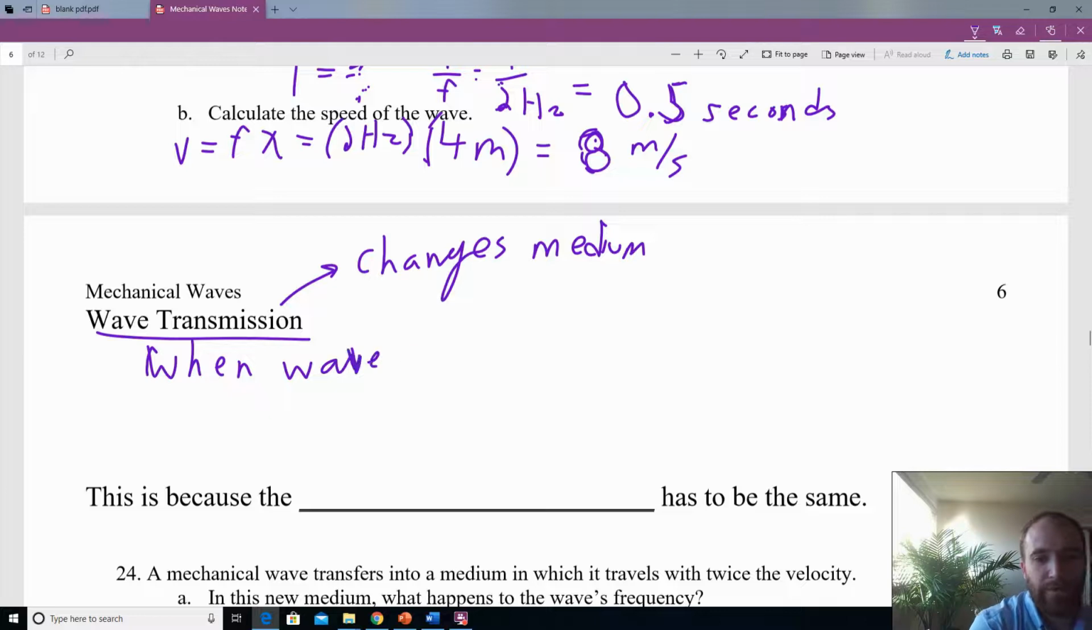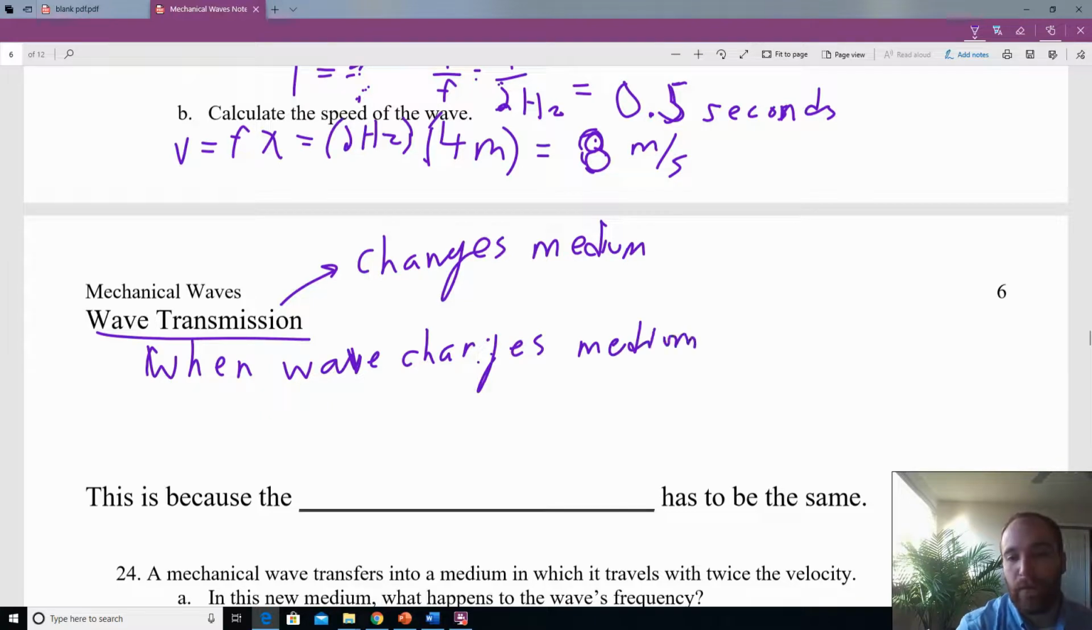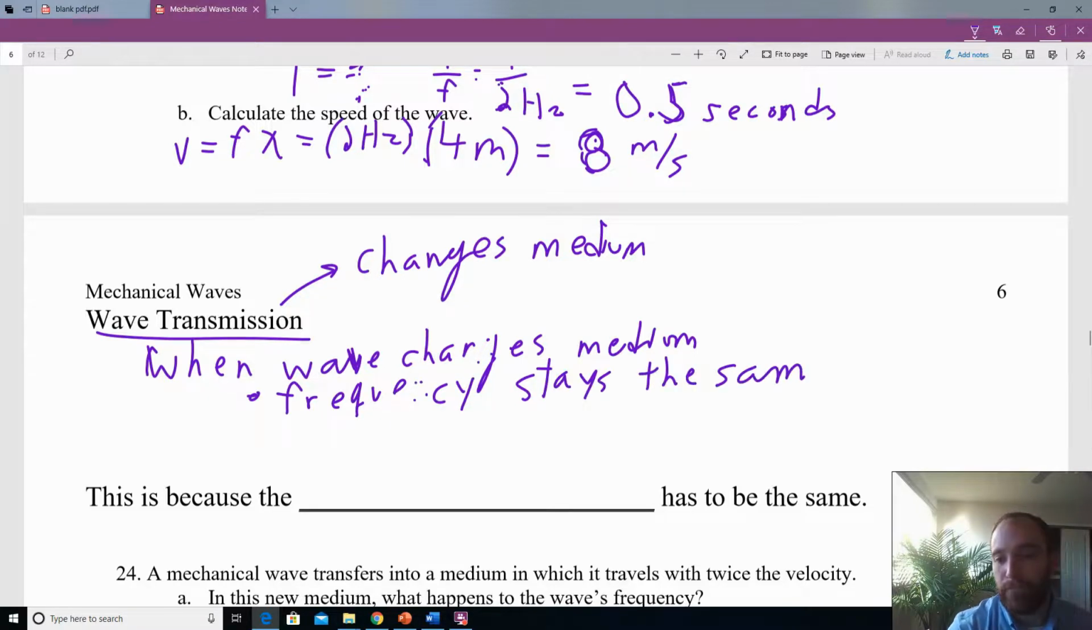When a wave changes medium, the frequency stays the same. So when a wave changes medium, the frequency stays the same. You just have to remember that. So when a wave changes medium, the frequency stays the same.